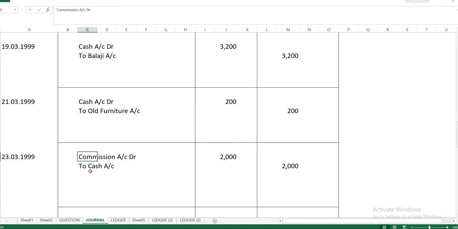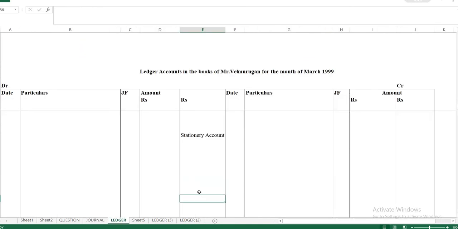Commission account we have to prepare. Cash account we already prepared. So commission account, just give a space.